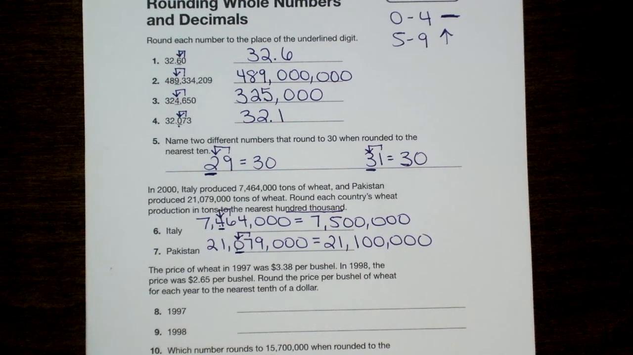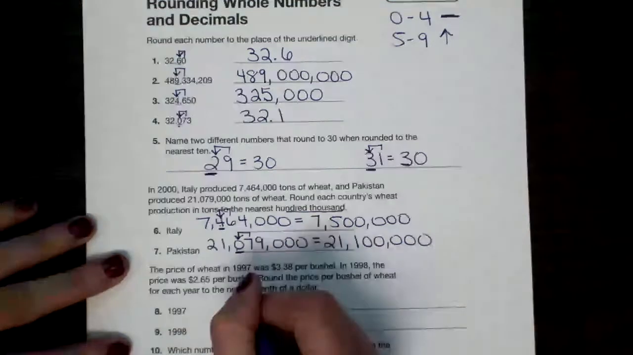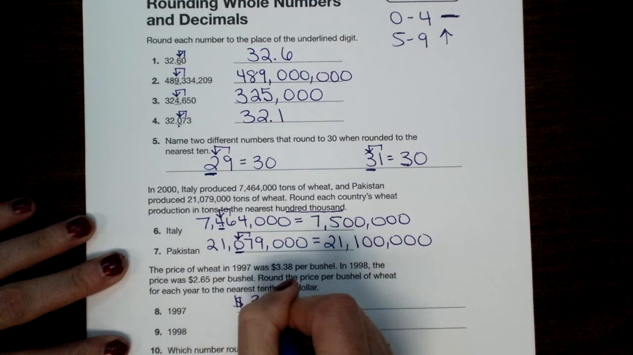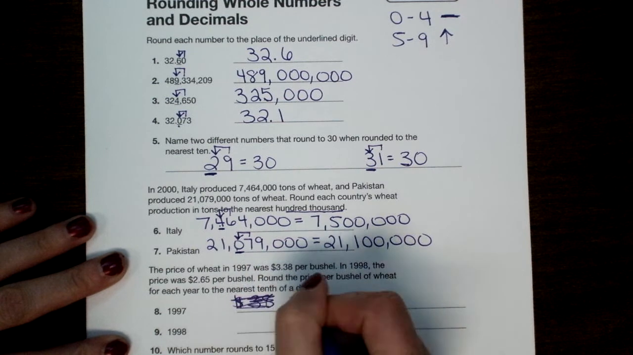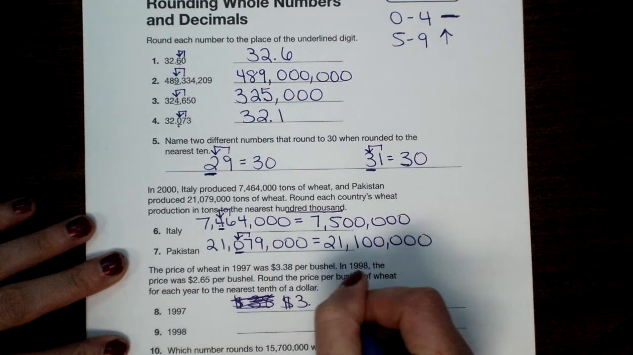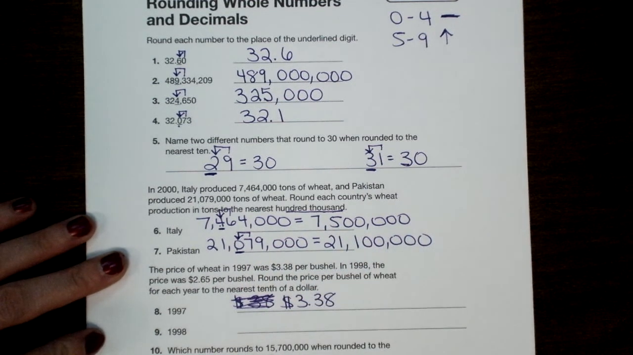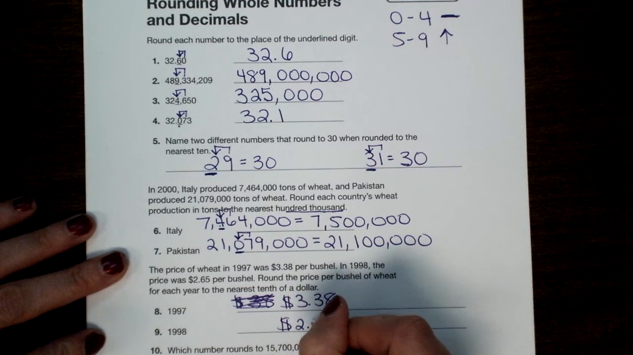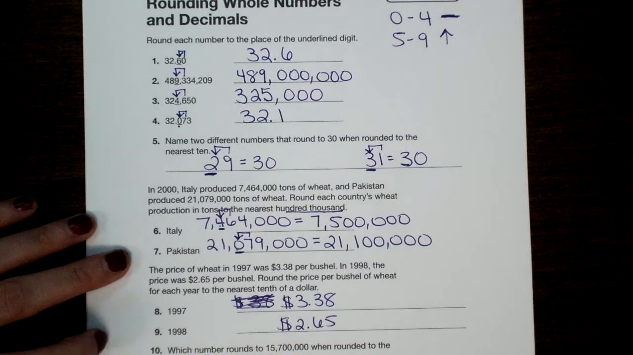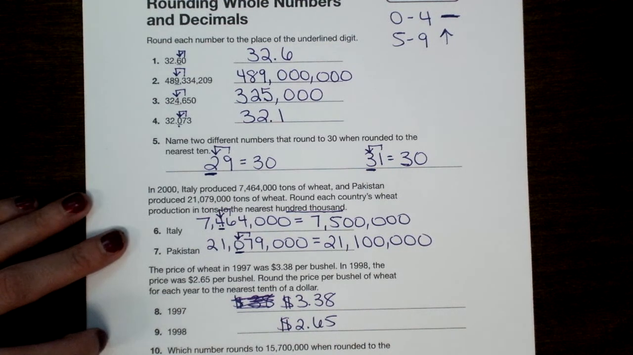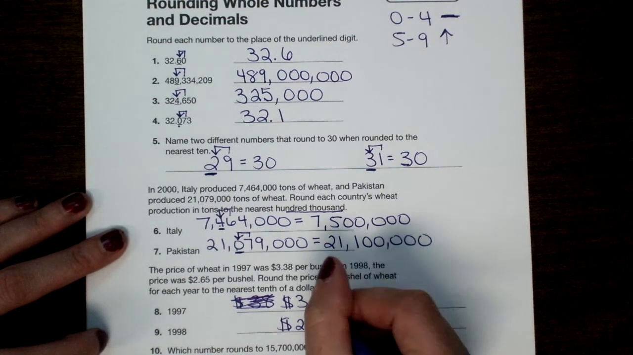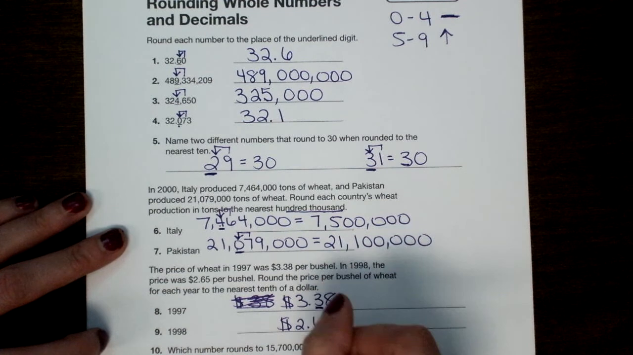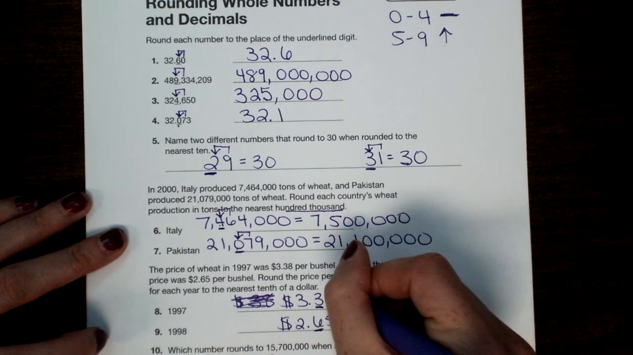All right, 8 and 9, the directions say the price of wheat in 1997, I'm going to write this out, is $3.38 per bushel. In 1998, the price was $2.65 per bushel. Round the price per bushel of wheat for each year to the nearest tenth of a dollar. Now the tenth place is here.